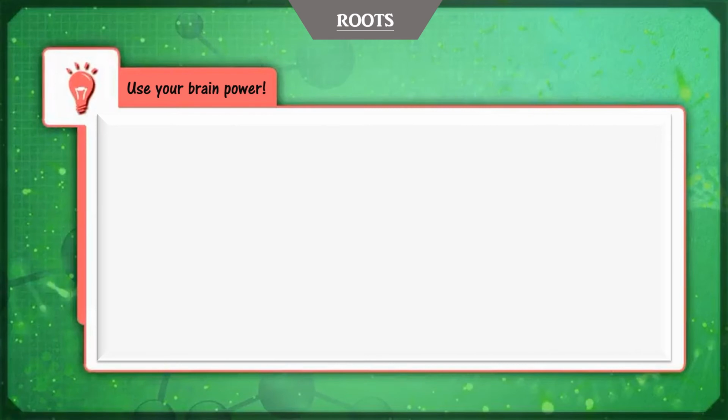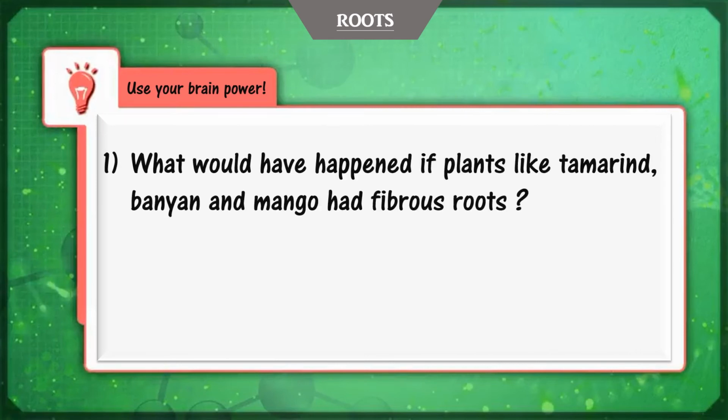Use your brain power. What would have happened if plants like tamarind, banyan and mango had fibrous roots? Tamarind and mango are huge trees with a green canopy of leaves. The roots of these plants should be strong enough to support these trees. If they had fibrous roots, the trees would be uprooted and fall down.